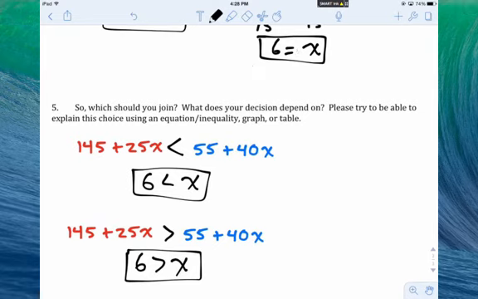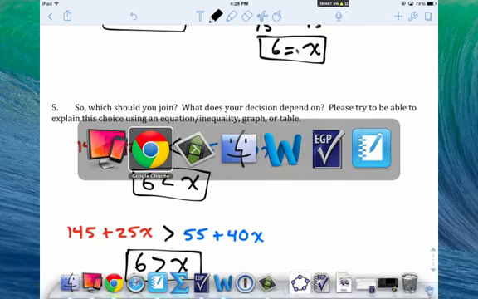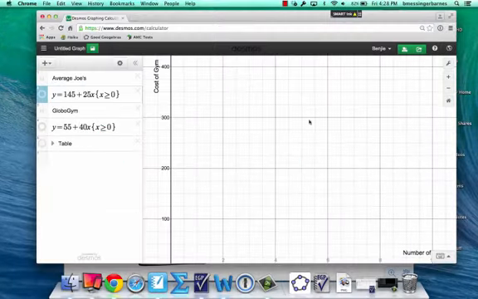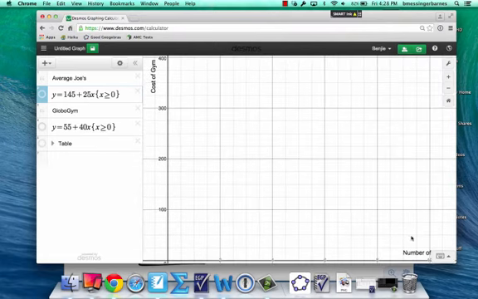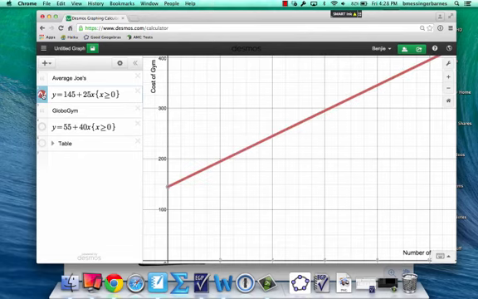Let's take a moment to check out what this would look like on a graph. So I have here in Desmos, I'm going to draw some graphs, where on our horizontal axis we have the number of months that you are a member of the gym. On our vertical axis we have the cost. So here's Average Joe's cost function, y equals 145 plus 25x. Here is your initiation fee, and every month that goes by you pay $25 more. That 25 is the slope of this line.